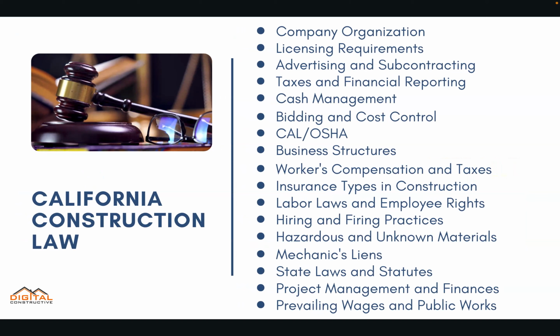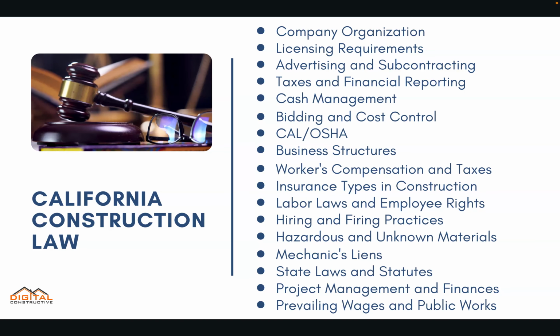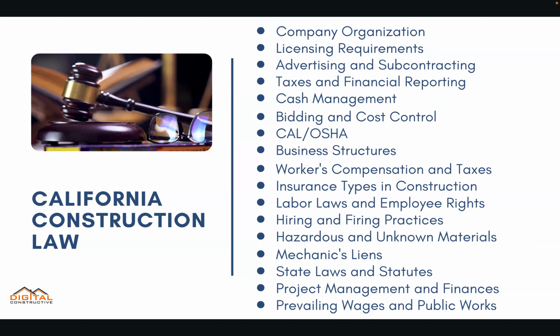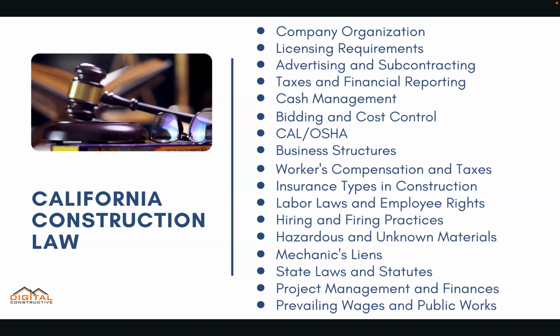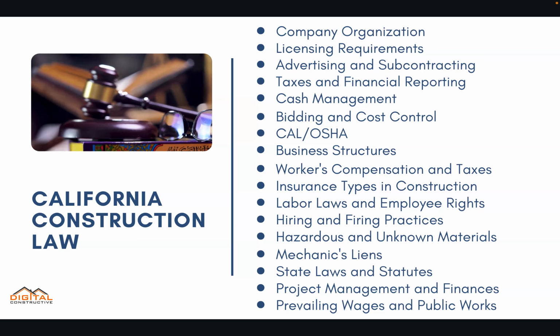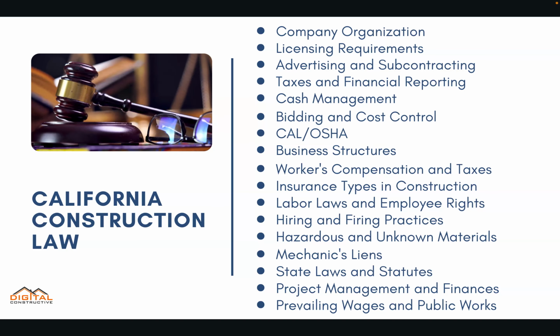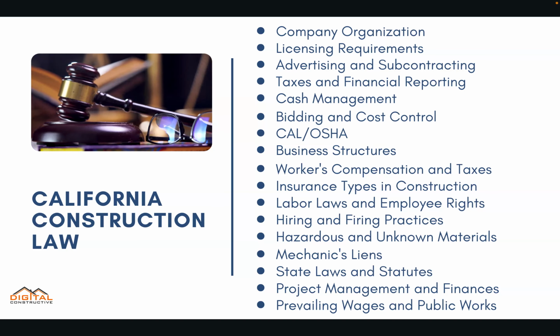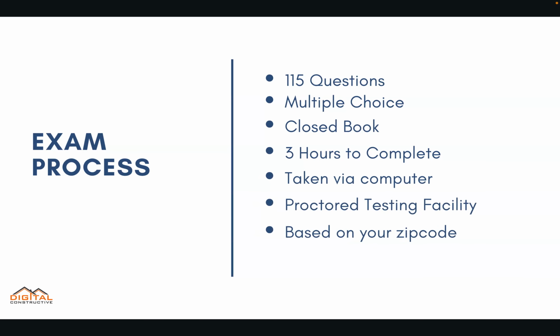Now, in order to get the D-52 license, you've got to pass the California Law and Business exam. This is an exam covering everything from taxes and financial reporting to cash management, business structures, contracts, workers' compensation, taxes, insurance, a lot of different things. We cover it all in our course that you can find below. Now, the exam's going to be about 115 questions, multiple choice, closed book. You'll get 3 hours to complete it, and it'll be taken via computer at a proctored testing facility based on your zip code.